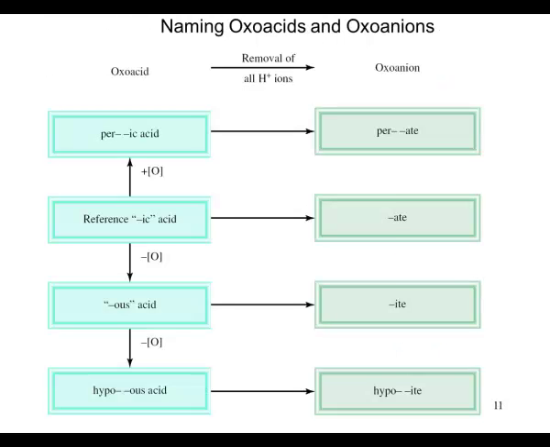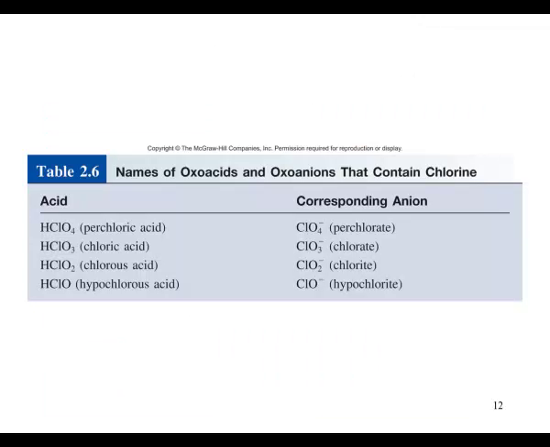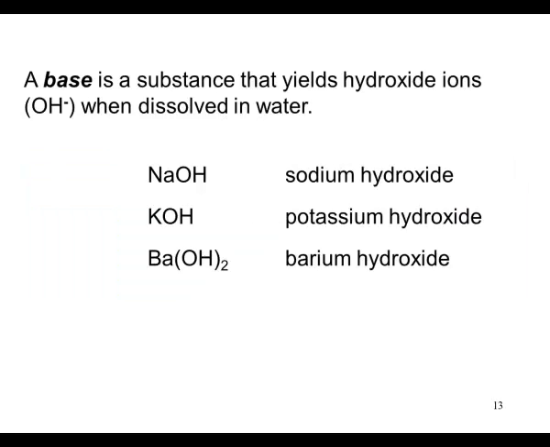This table shows the relationship between oxoacids and oxoanions. The name of the oxoacid changes with the number of oxygens. Let's look at an example with chlorine. HClO4, perchloric acid. Losing an oxygen, HClO3, chloric acid. Losing another oxygen, HClO2, chlorous acid. And finally losing the last oxygen, HClO, hypochlorous acid.